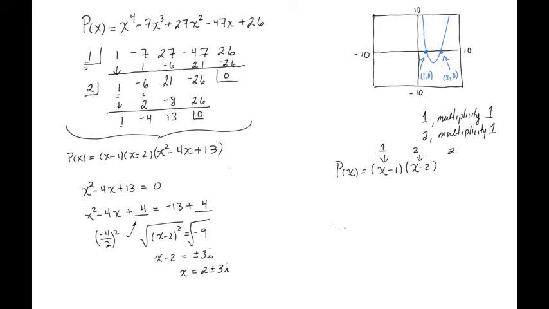So with 2 plus 3i as a zero, that would give me the factor x minus 2 minus 3i. And with 2 minus 3i as a zero, that gives me x minus 2 plus 3i. That's the remaining, the fourth zero. So our zeros are 1, 2, 2 plus 3i, and 2 minus 3i. And our factors are x minus 1, x minus 2, x minus 2 minus 3i, and x minus 2 plus 3i.